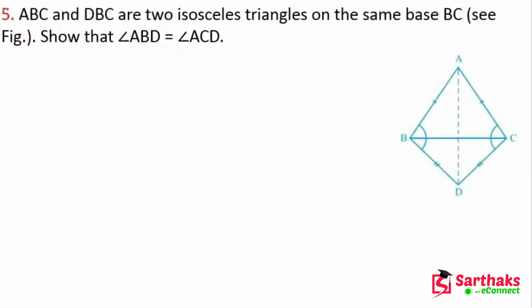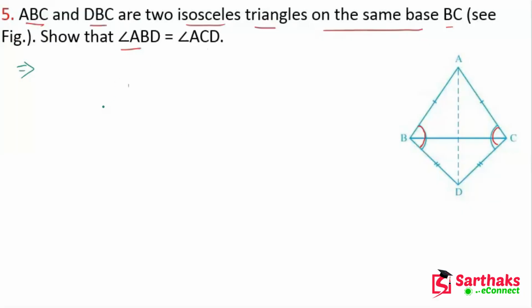Yes, so the next question is ABC and DBC are two isosceles triangles on the same base BC. So we have base BC which is the same. Now we have to prove angle ABD is equal to angle ACD, means angle ACD. So we have to prove this angle equals this angle. Got it? So how can we prove that? Let's see.